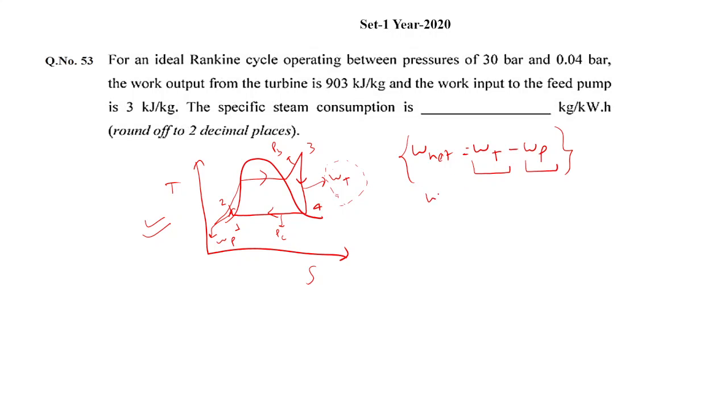So what is the net work done? For the turbine it is 903 kilojoule per kg, and for the work pump we have to give 3 kilojoule per kg. So net we are getting 900 kilojoule per kg, and we have to find what is the specific steam consumption. So can anyone define what the specific steam consumption is?